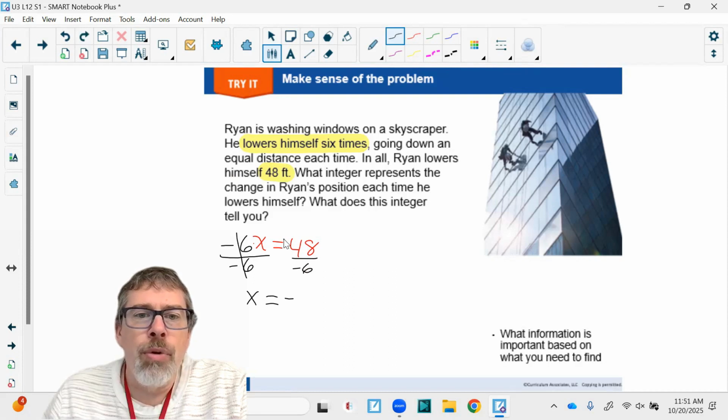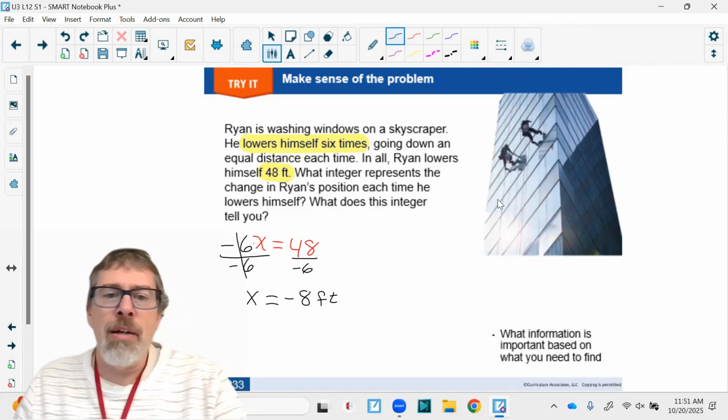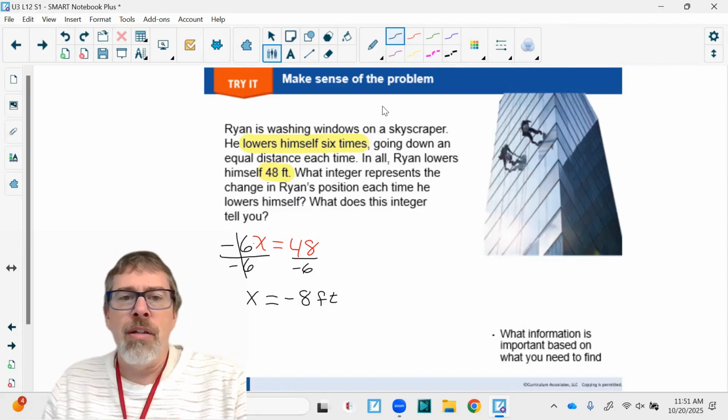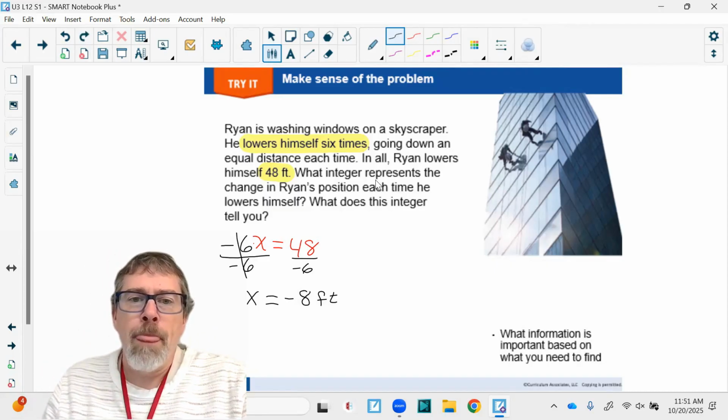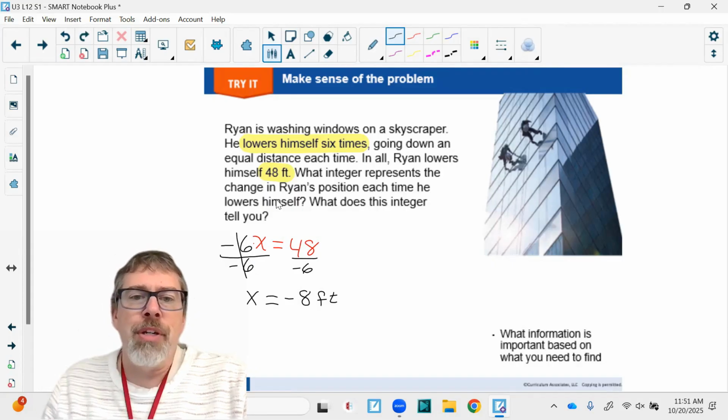Oh, by the way, he lowered himself 48 feet. Let's just leave it 48. So this is going to become -8 feet per lowering. He's going to lower himself 8 feet, lower himself 8 feet, do that 6 times. He has now decreased his elevation by 48 feet. What does this integer tell you? Well, it tells you how far he went each time he lowered himself.